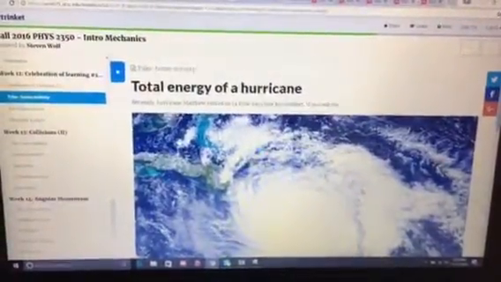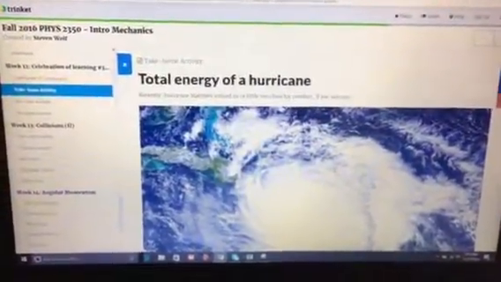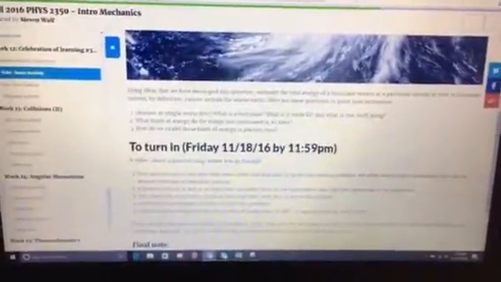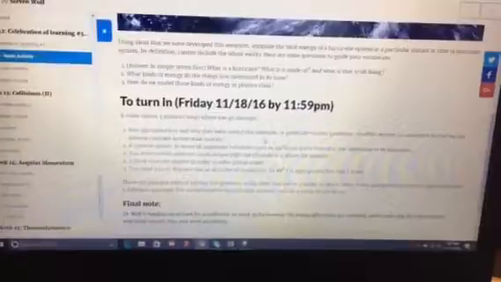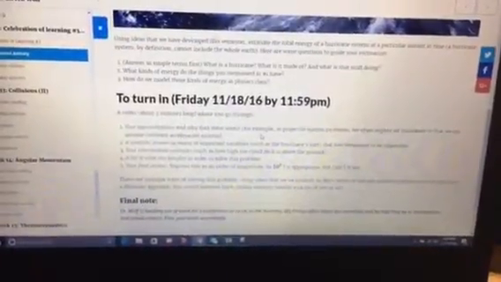So for this week's celebration of learning, we've been asked to model the total energy of a hurricane. We also have to make a model where we can estimate the total energy of the system at a particular instance in time. So in order to properly do this, we have to first define what exactly is a hurricane and some of the other parameters, so that way we can provide a reasonable solution to the problem at hand.